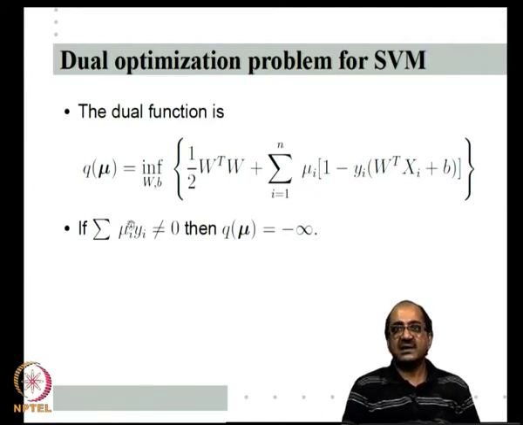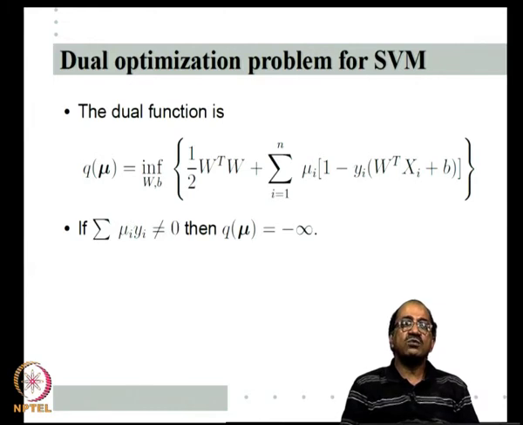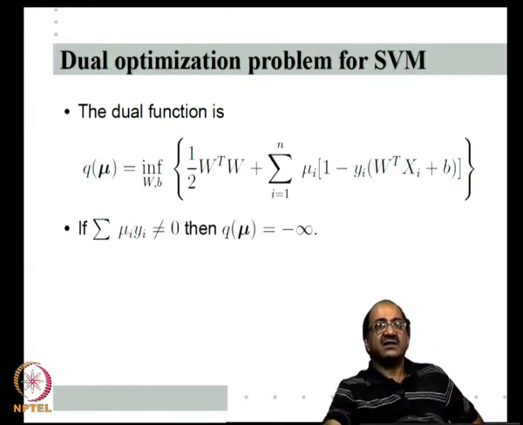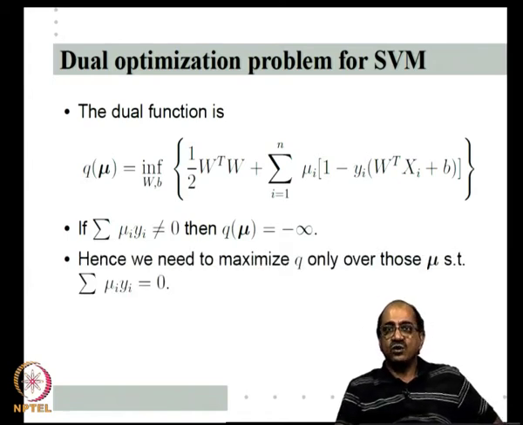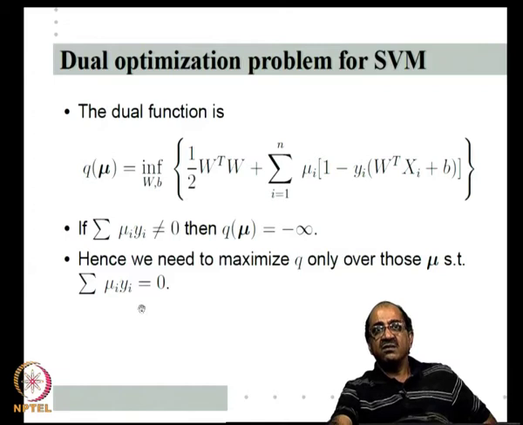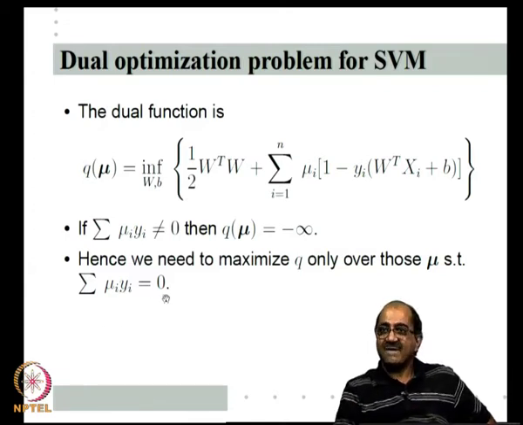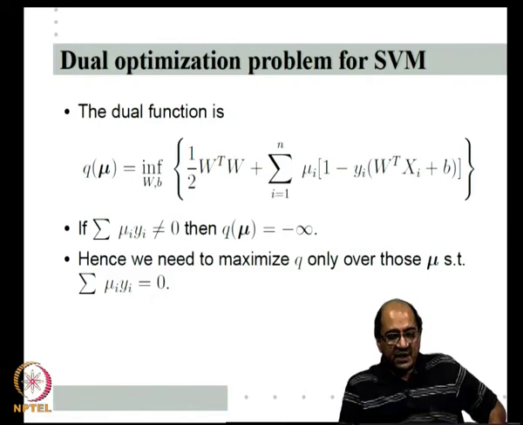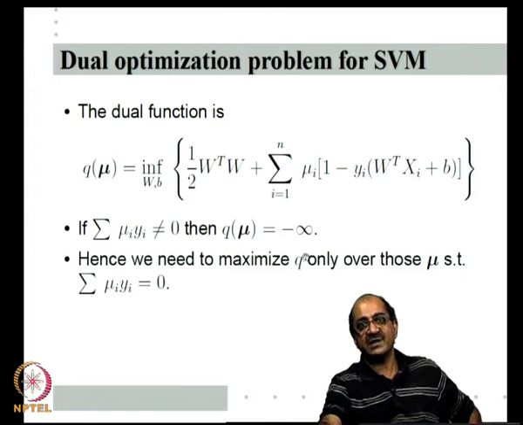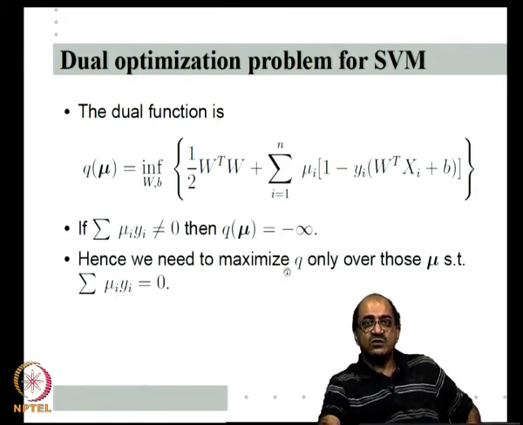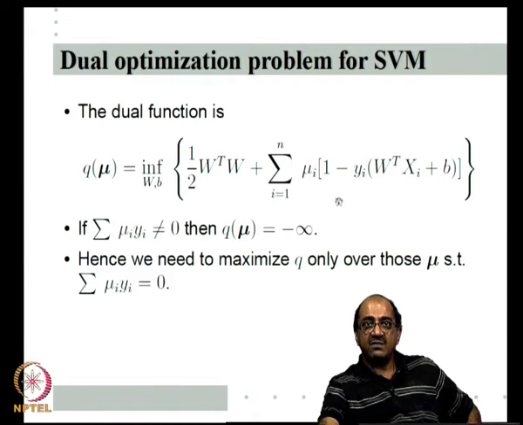I am not interested in those mu's, because I am maximizing q(mu). So, a mu at which q(mu) takes the value minus infinity is not a place where the maximum will be attained, and hence we need to maximize q only over those mu which satisfy summation mu_i y_i equal to 0. I am not interested in finding q(mu) for those mu for which summation mu_i y_i is not equal to 0, since for those mu anyway I know it is minus infinity. So, we need to maximize q only over mu such that summation mu_i y_i is equal to 0. Once I take summation mu_i y_i equal to 0, the b term drops out.